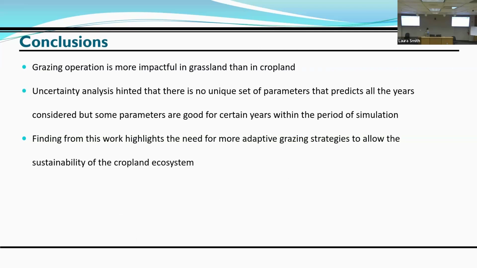Further, grazing operation is more impactful in grassland than in cropland, as you see in the differences in the variability in the table. And the uncertainty analysis shows that there is no unique set of parameters that predicts all years equally well. But some parameters are good for certain years within the period of simulation. The findings from this work may highlight the need for adaptive grazing strategies to allow the sustainability of the crop plant system.